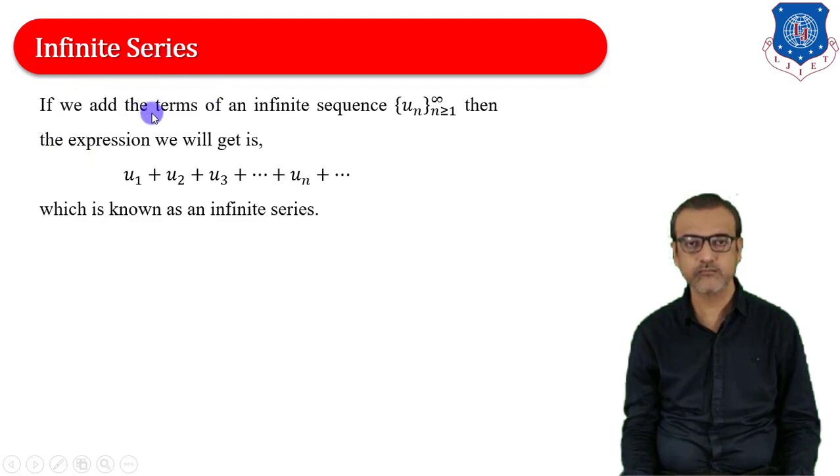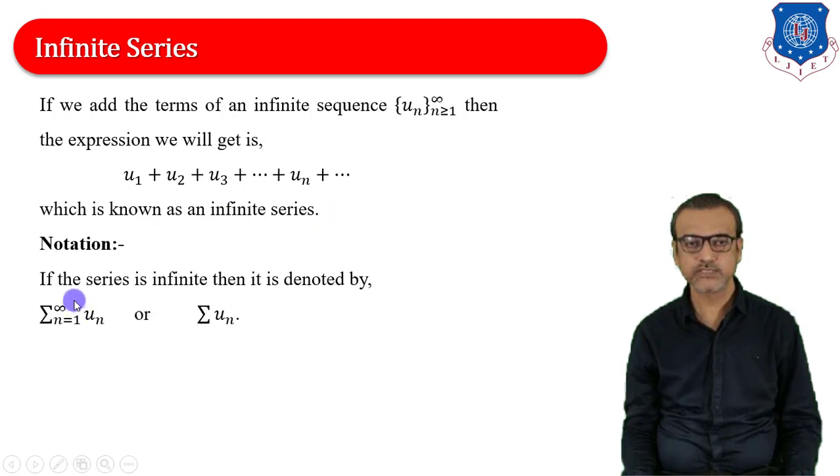If we add the terms of an infinite sequence, that is un, and n varies from 1 to infinity, then the expression we will get is u1 plus u2 plus u3 plus dash dash dash plus un plus dash dash dash, which is known as an infinite series.